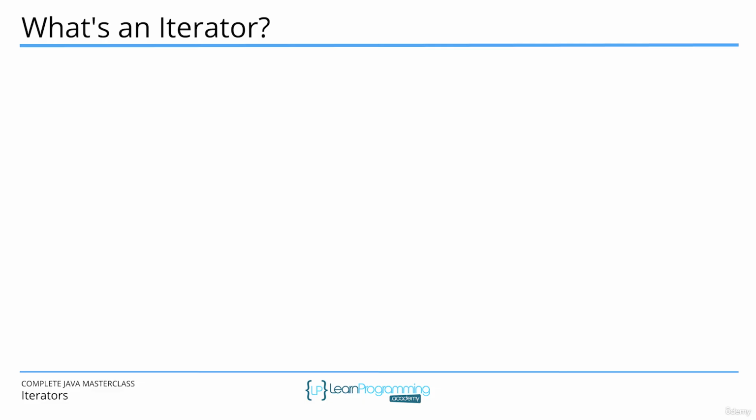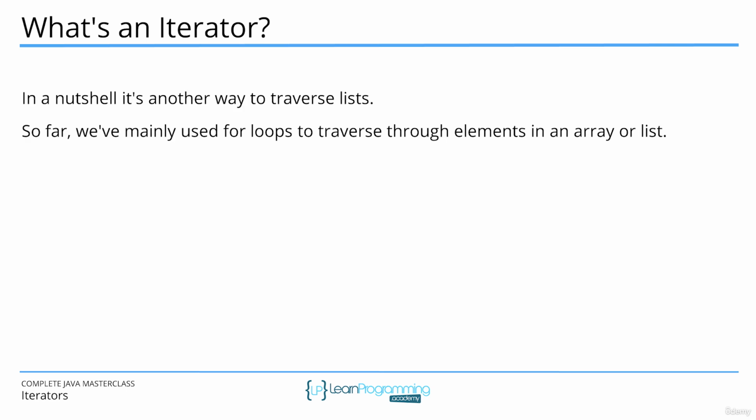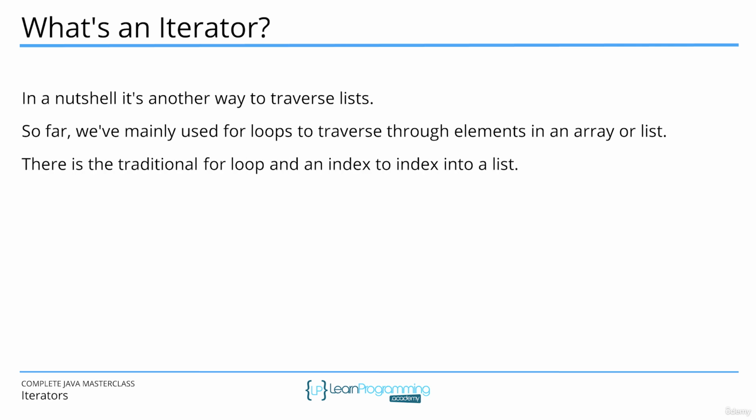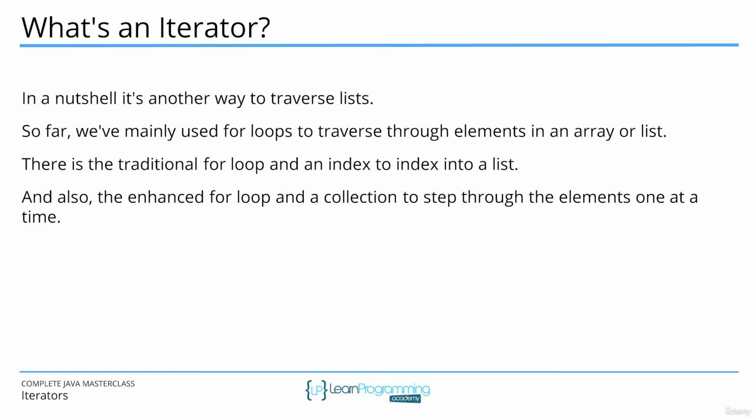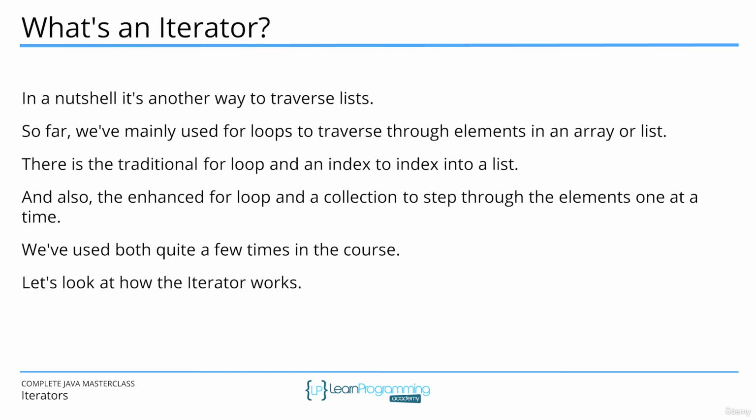Firstly, what exactly is an iterator? In a nutshell, it's another way to traverse lists. So far, we've mainly used for loops to traverse through elements in an array or list. There is the traditional for loop and an index to index into a list, and also the enhanced for loop and a collection to step through the elements one at a time. We've used both quite a few times in the course. Let's look at how the iterator works.